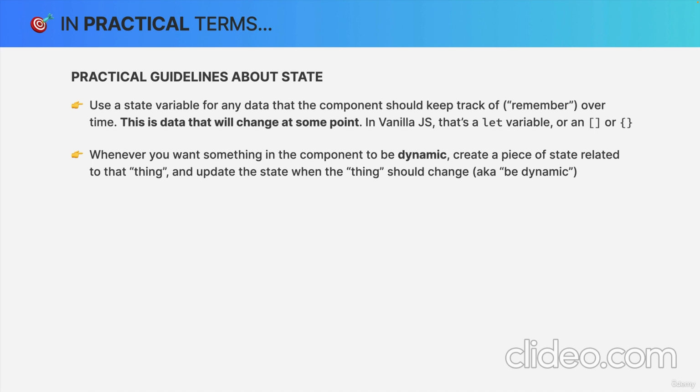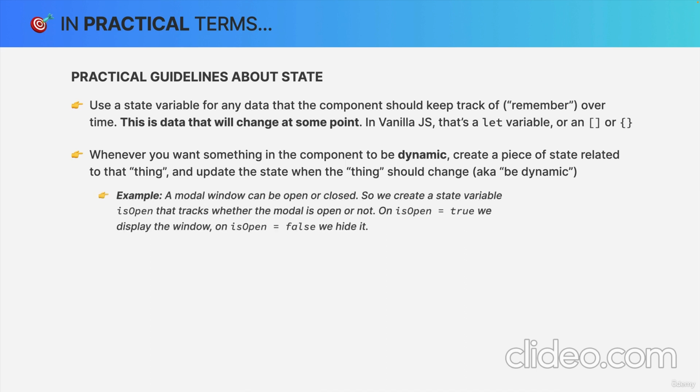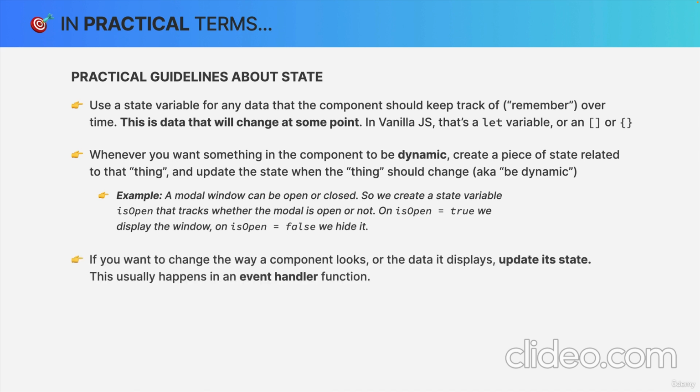Now, since this thing is a bit abstract, let's think of a modal window that can be either open or closed. So for a modal window, we can create a state variable called isOpen that will keep track of whether the modal is currently open or not. Then, when isOpen is true, we display the window on the screen, and if it's false, we hide it. Simple, right? So whenever you want to change the way a component looks, or the data that it displays, just update its state, which you usually do inside an event handler function.